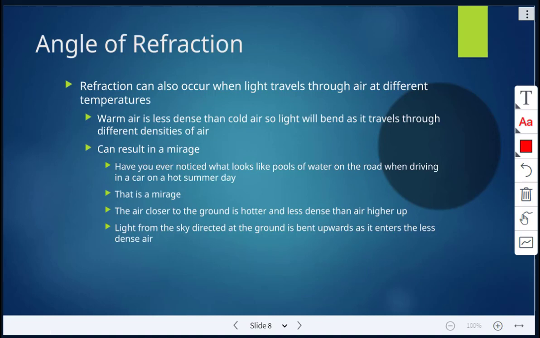So refraction can also occur when light travels through air at different temperatures. Warmer air is less dense than colder air, so light will bend as it travels through different densities of air. That can result in a mirage. If you've ever noticed when you're driving on a really hot summer day, it looks like pools of water on the road. That's actually a mirage. The air that's closer to the ground is hotter and less dense than the air that's higher up, so the light from the sky directed at the ground is bent upwards as it enters the less dense air.